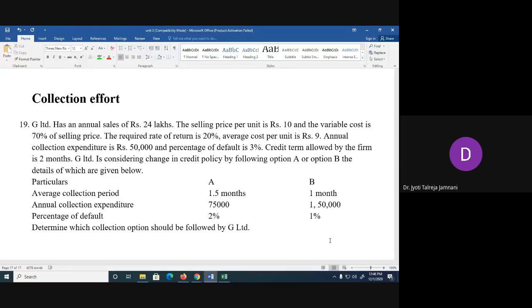G Limited is considering to change the credit policy by following the option A or option B. So they've given the details about option A and B. In option A, the firm is planning to give 1.5 months credit, and in option B, 1 month credit. Whereas annual collection expenditure will be 75,000 and 1,50,000. And the percentage of default will be 2% and 1%. Now this problem is little different from the usual one. Can anybody tell me what difference you will find in this?